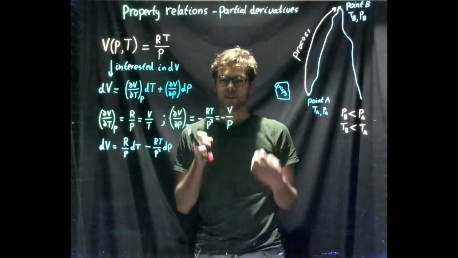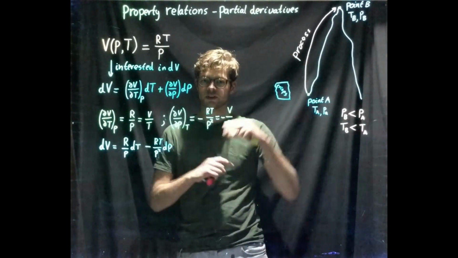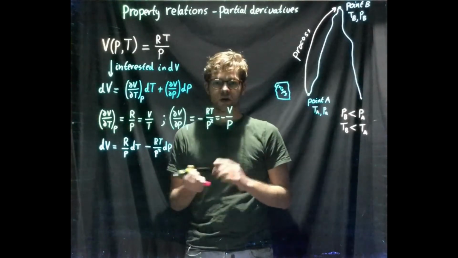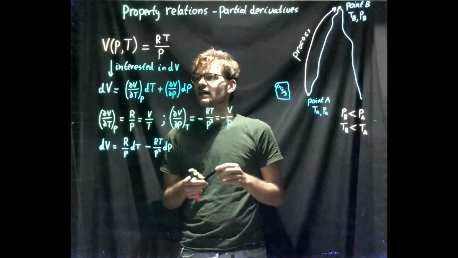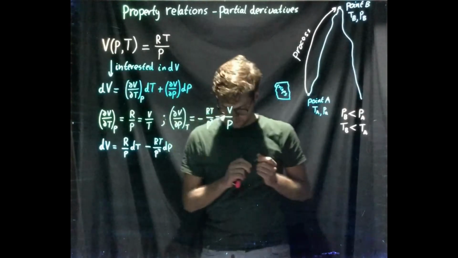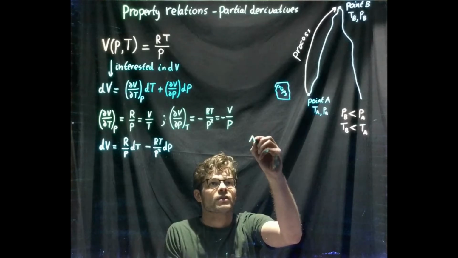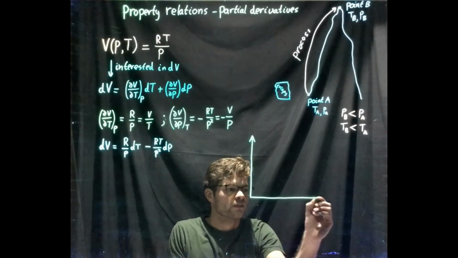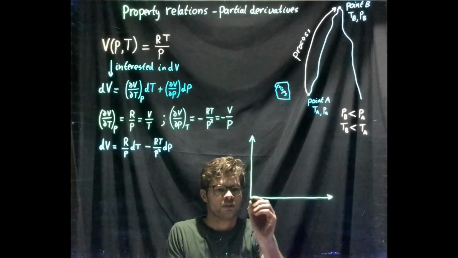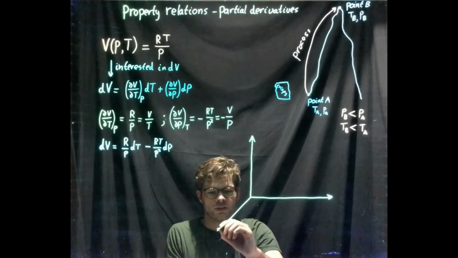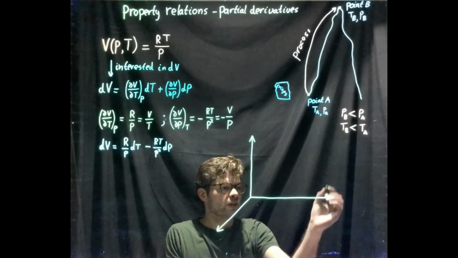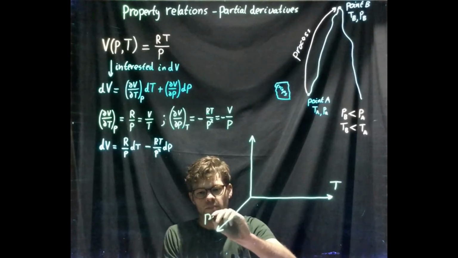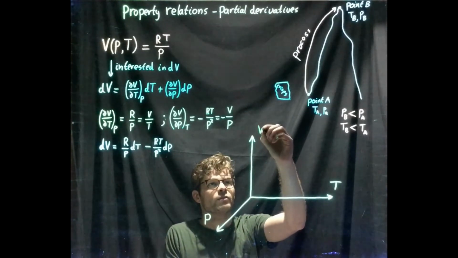Now, of course, I'm interested in the behavior of the volume of this bag of crisps. So I'm going to draw the diagram, the surface related to the volume. And the system of coordinates looks like this. Over here we have our temperature, T. Over here we have the pressure, P. And over here we have the volume, V.